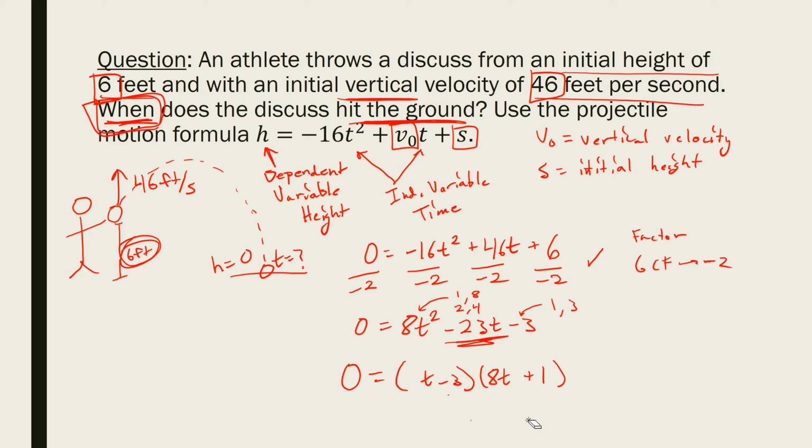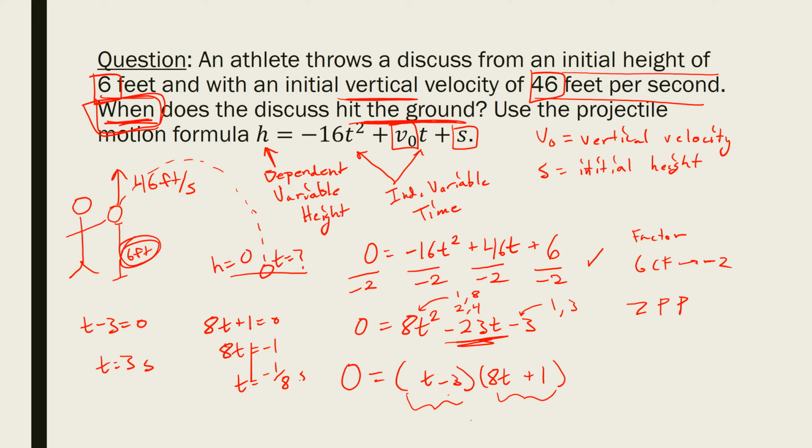I went through the factoring quickly, so if you're confused about the factoring, then go ahead and look back at some previous videos to figure out what I'm doing. At this point, I need to use the zero product property that says, hey, this guy can be equal to 0 by itself. This guy can be equal to 0 by itself. And let's solve. Here, easy, t equals 3 seconds. Here, easy, subtract the 1 to the other side, divide through by 8. t would be negative 1 over 8 seconds.